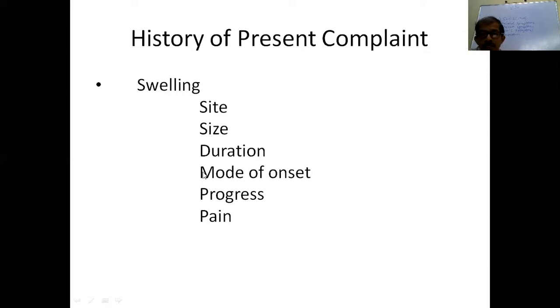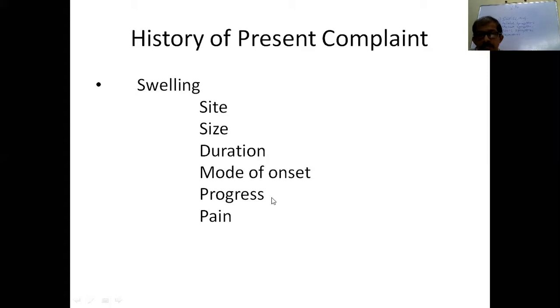So mode of onset, except in inflammations like thyroiditis, is insidious, slowly progressing. So these three are important: duration, mode of onset, progression. All three are very slow in malignancies of thyroid. So just by long duration, insidious onset, or slow progression, don't exclude malignancies in thyroid. That is very important.